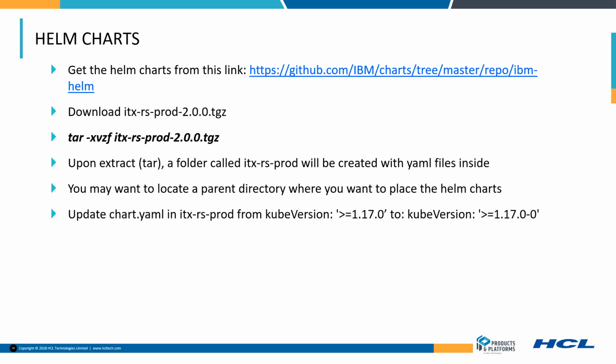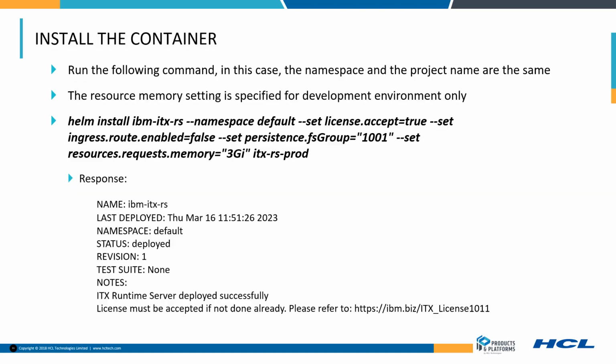Download the HELM chart from this location, uncompress it to a folder. Under this folder, a subfolder called ITX RS prod will be created, which stores all the HELM charts. The name of the parent folder you create should reflect this to be used with ITX Container installation. Modify the Chart.yaml, look for the keyword kubeVersion and change it from 1.17.0 to 1.17.0-0. This is a known issue in AWS only.